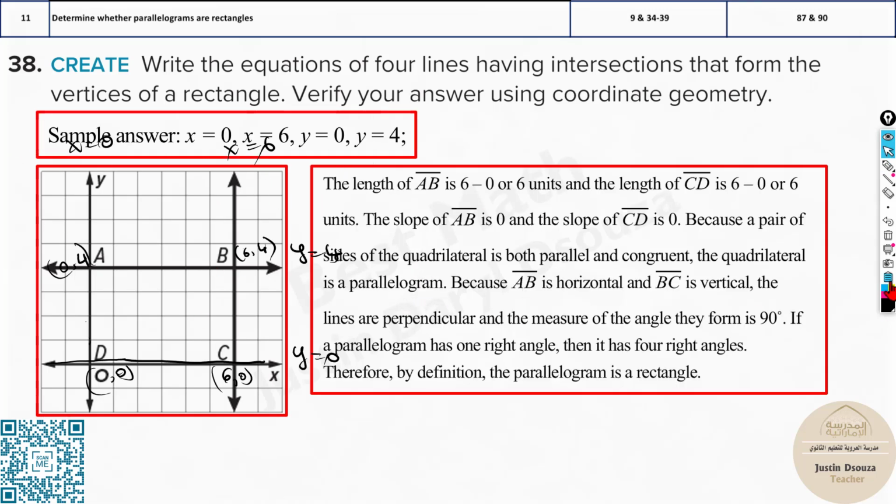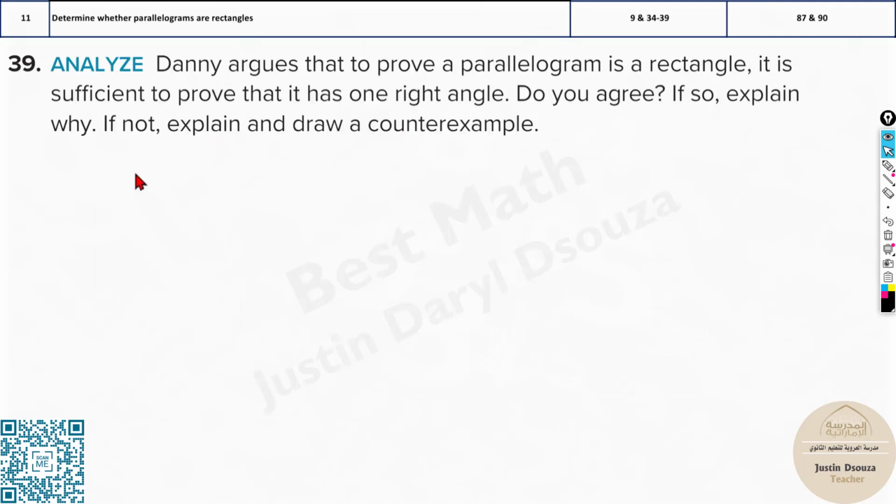I don't think such problems will come because you have to choose from the correct answers. They might give you these equations and then you just have to choose the correct answer. Here x is 0 and x is 6. Sorry, y is 0, y is 4, x is 0, x is 6. And we have to analyze.